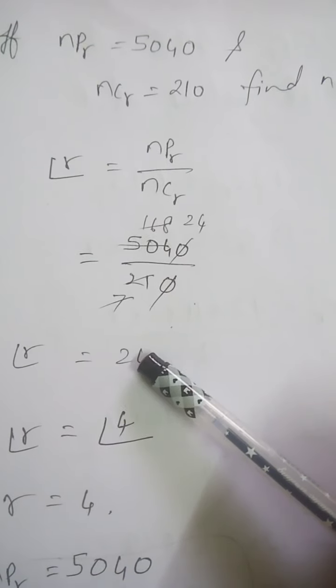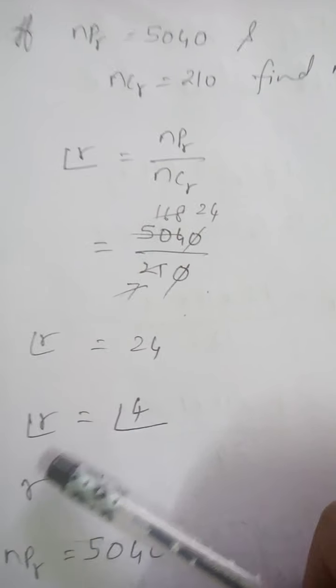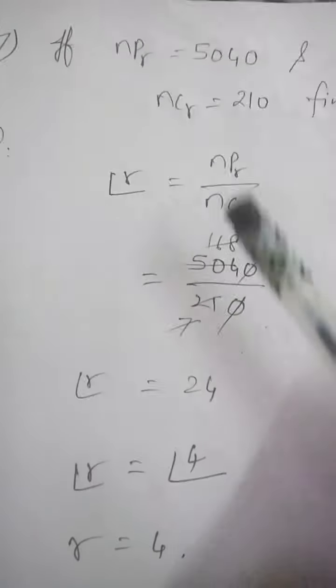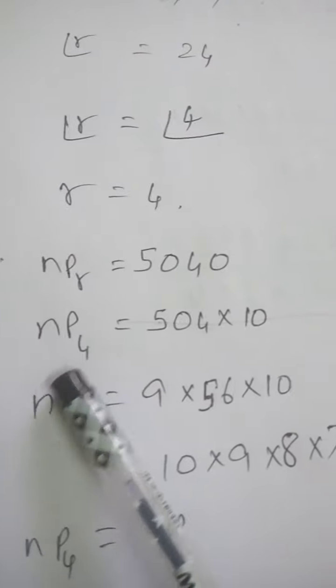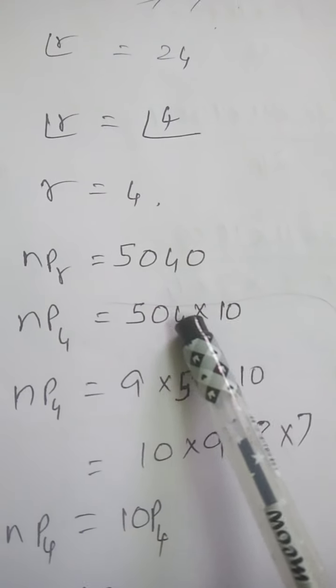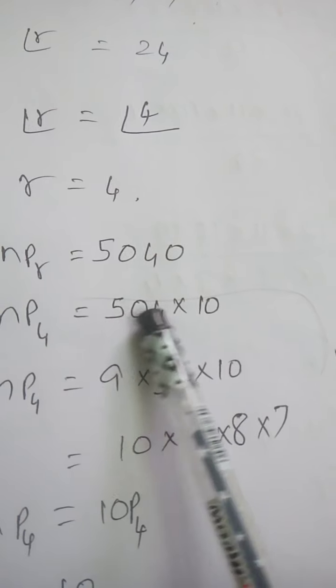Factorial 4 is equal to 24, so r is equal to 4. Now I substitute in the first equation, nPr is equal to 5040, with r as 4. So nP4 is equal to 504 into 10. I can write this as 5 plus 4 is 9.